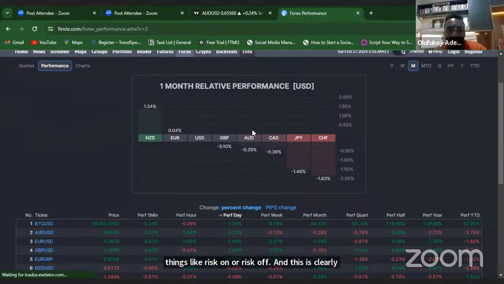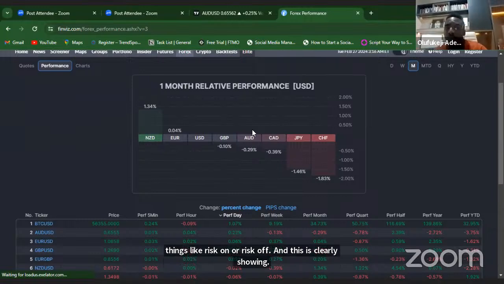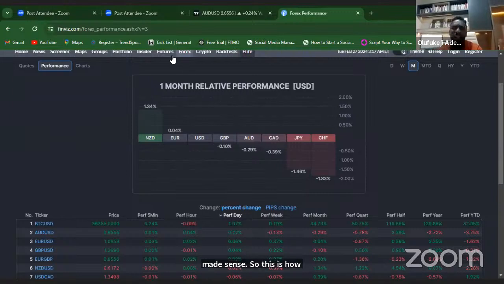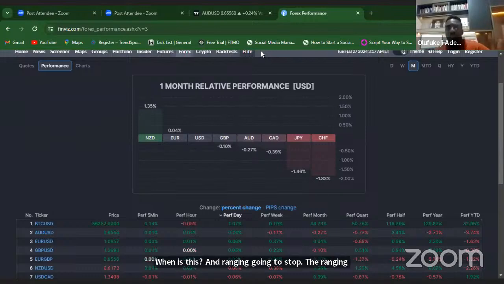However, with the way USD is inching, if USD continues moving further to the left, until it is way at the left, then we know that everything will sell off versus the US dollar. I don't know if what I have said has just made sense. So this is how you can know when this ranging is going to stop. The ranging will most likely stop when USD starts to move clearly towards the left-hand side, okay?